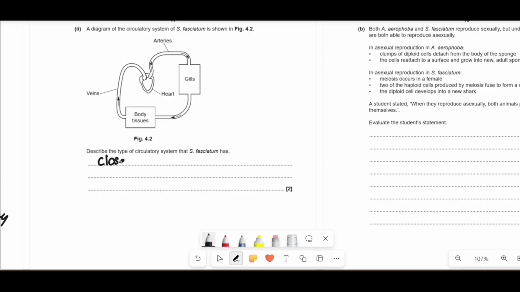So number one, it's closed. And then we need to think, is it a single or double circulatory system? A double circulatory system is where, in humans, we have a loop that goes to our heart and a loop that goes to the rest of the body. So a loop that goes from our heart to our lungs and then a loop from the heart to the rest of the body. Here it is just one singular loop. There's no heart. So it's a single closed circulatory system.